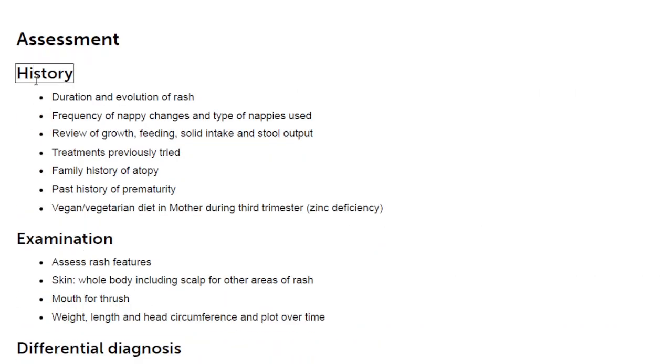Assessment. History, duration and evolution of rash. Frequency of nappy changes and type of nappies used. Review of growth, feeding, solid intake and stool output. Treatments previously tried. Family history of atopy. Past history of prematurity. Vegan/vegetarian diet in mother during third trimester.